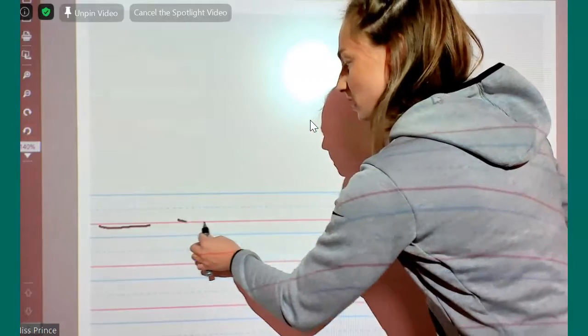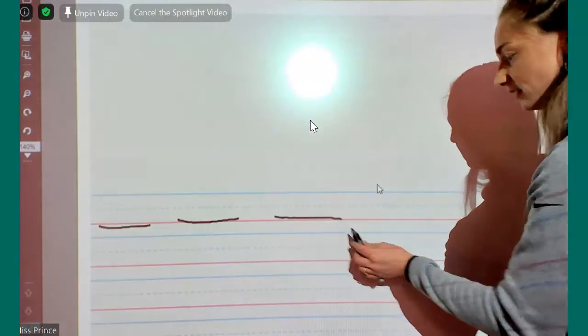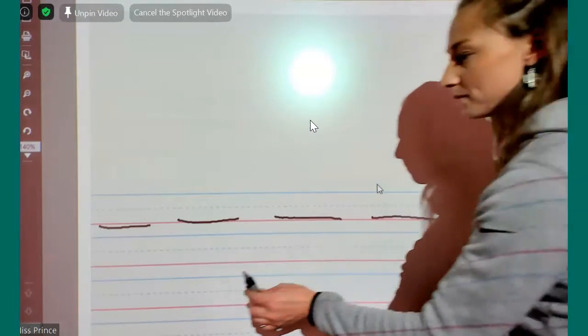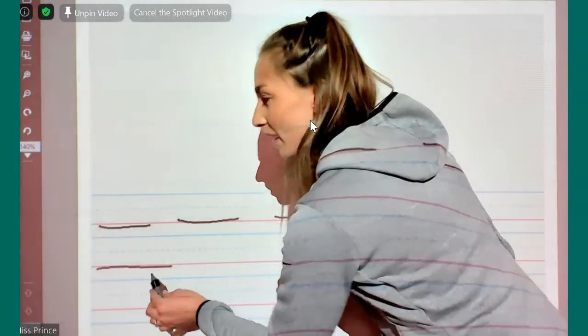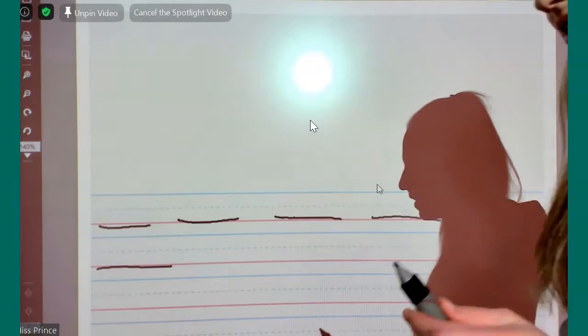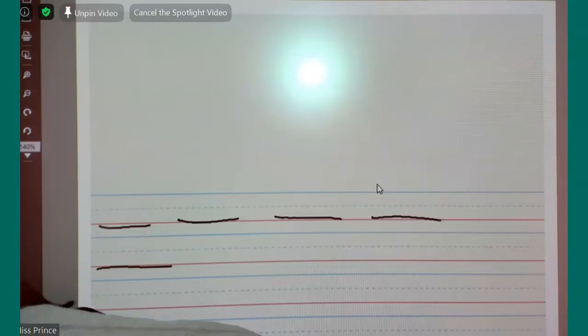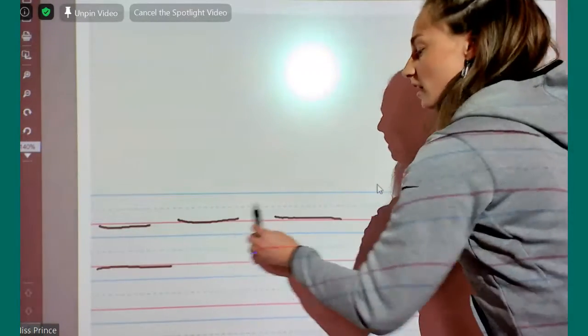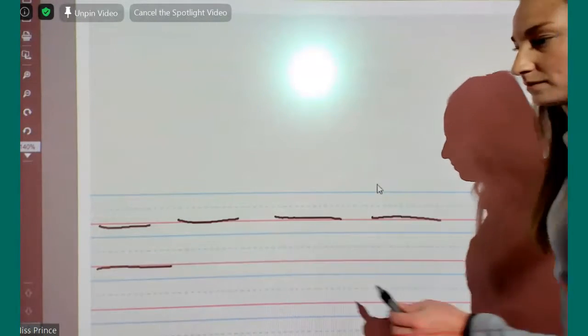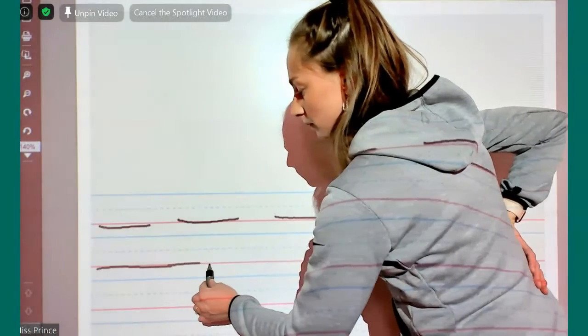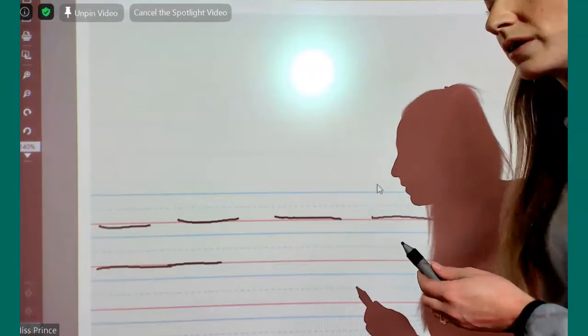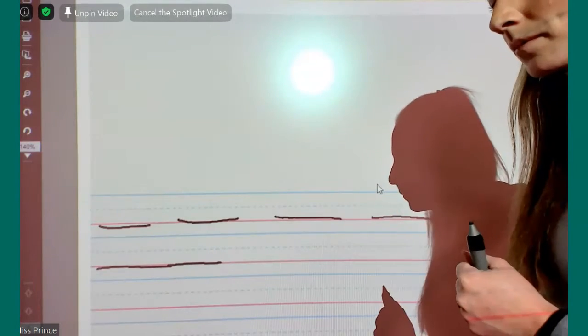The dog gets a haircut. Now, how do I let people know I'm done with my sentence? I need to use punctuation. So, Xander, what kind of punctuation would I use? The dog gets a haircut.